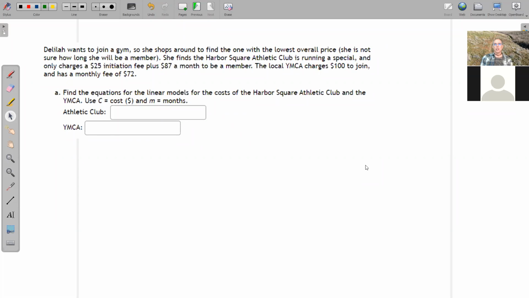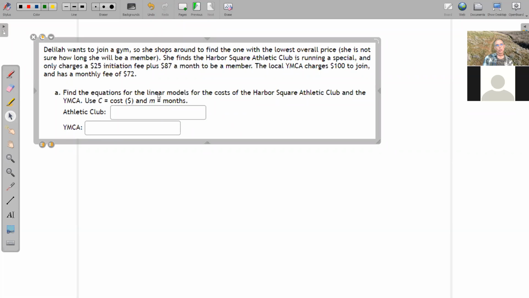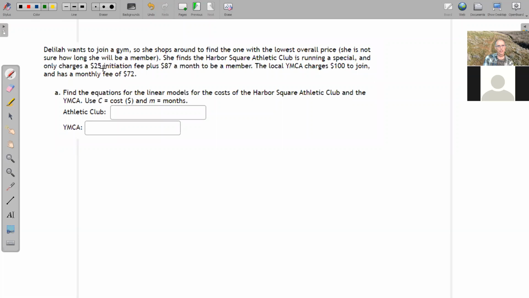So looking at this right here, what is our objective here? To find equations for linear models. So we're given the linear models. I just have to figure out which numbers are slopes and which are y-intercepts. So looking at that, I would say this initiation is like a starting amount. So that would be a B for the y-intercept. Same thing here, $100 for join, that's a starting amount. Right, start at, that's our B for that one. And then $87 a month, I think it'd be better to say $87 per month. It's more proper language there.